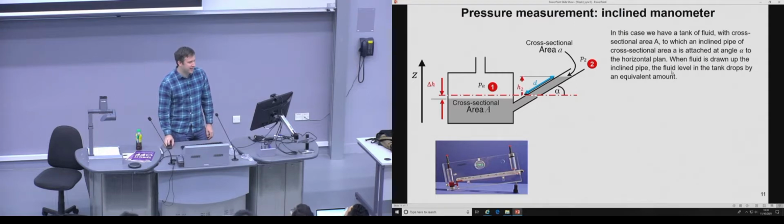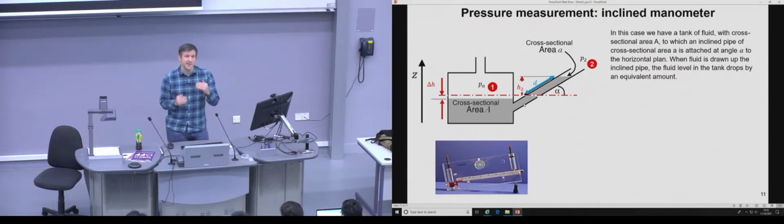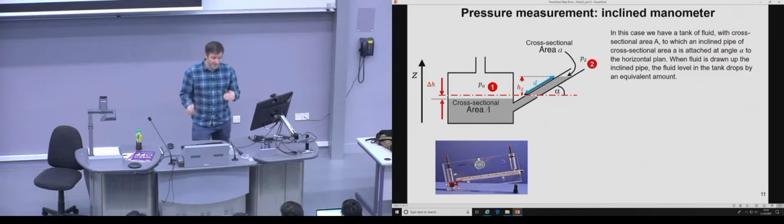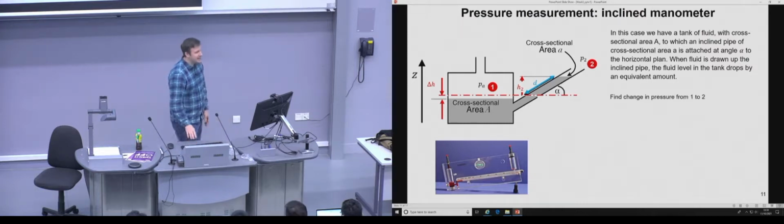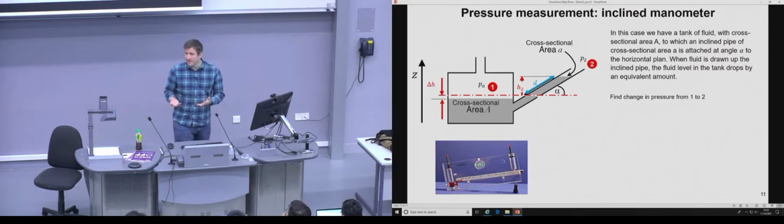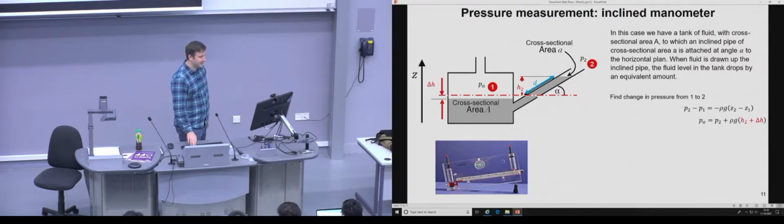When the fluid is drawn up the inclined pipe by whatever this is connected to, this isn't open to atmosphere, this is connected to something, the fluid level of the tank drops by an equivalent amount. So this is an example where we've got to conserve the volume of the fluid, and we can use that to find again the pressure change between points 2 and 1.